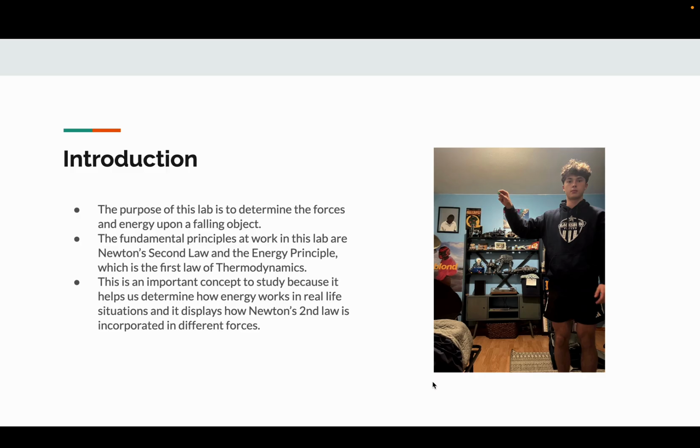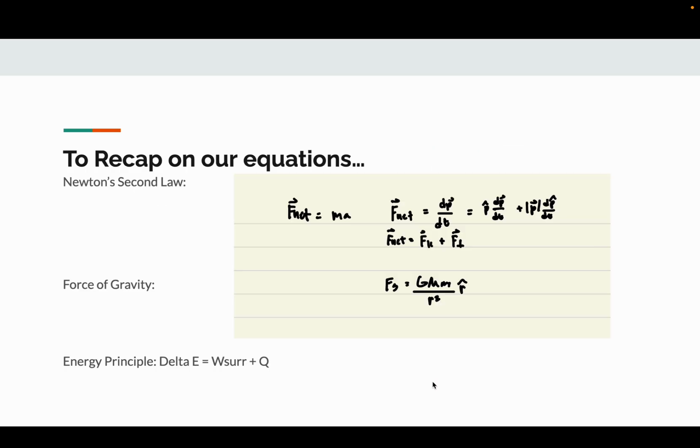Fundamental principles, like I mentioned before, were Newton's second law and the energy principle. And it's important to study because it helps us determine how energy works in real life in situations like this, and it displays how Newton's second law is incorporated in different forces.